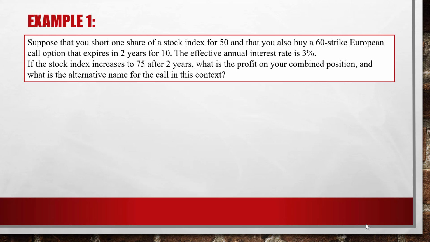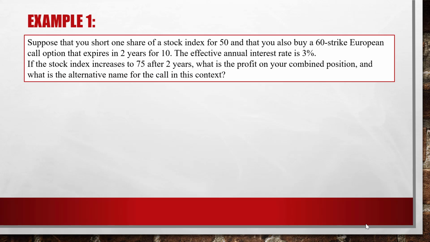So here you short one share and you buy one call option. When you short one share, you get $50, and when you buy a call option, you pay $10. So at time 0, at the initial time, you get $40. That is the initial cost, right? $40. Now after 2 years, at time 2, we would have a payoff, right?